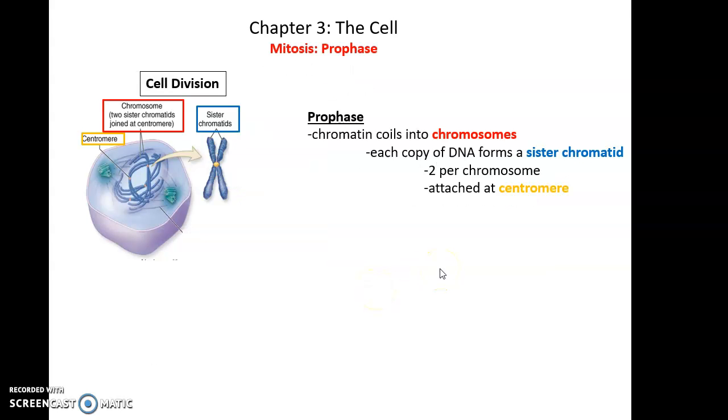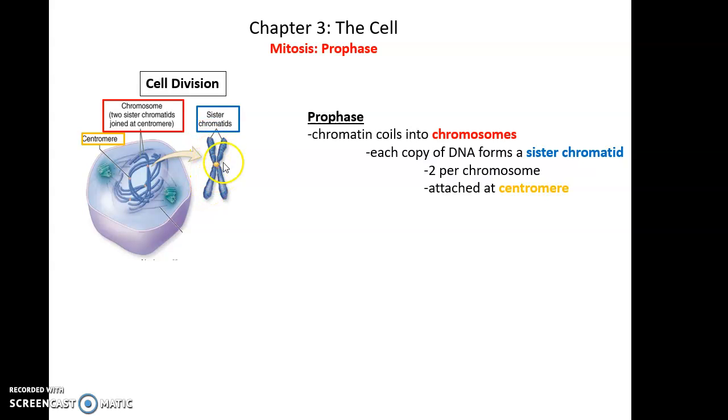The first phase of mitosis is prophase. In prophase, the chromatin coils down into chromosomes. So the chromatin condenses down, leading to the production of chromosomes. There will be 46 chromosomes in the human.